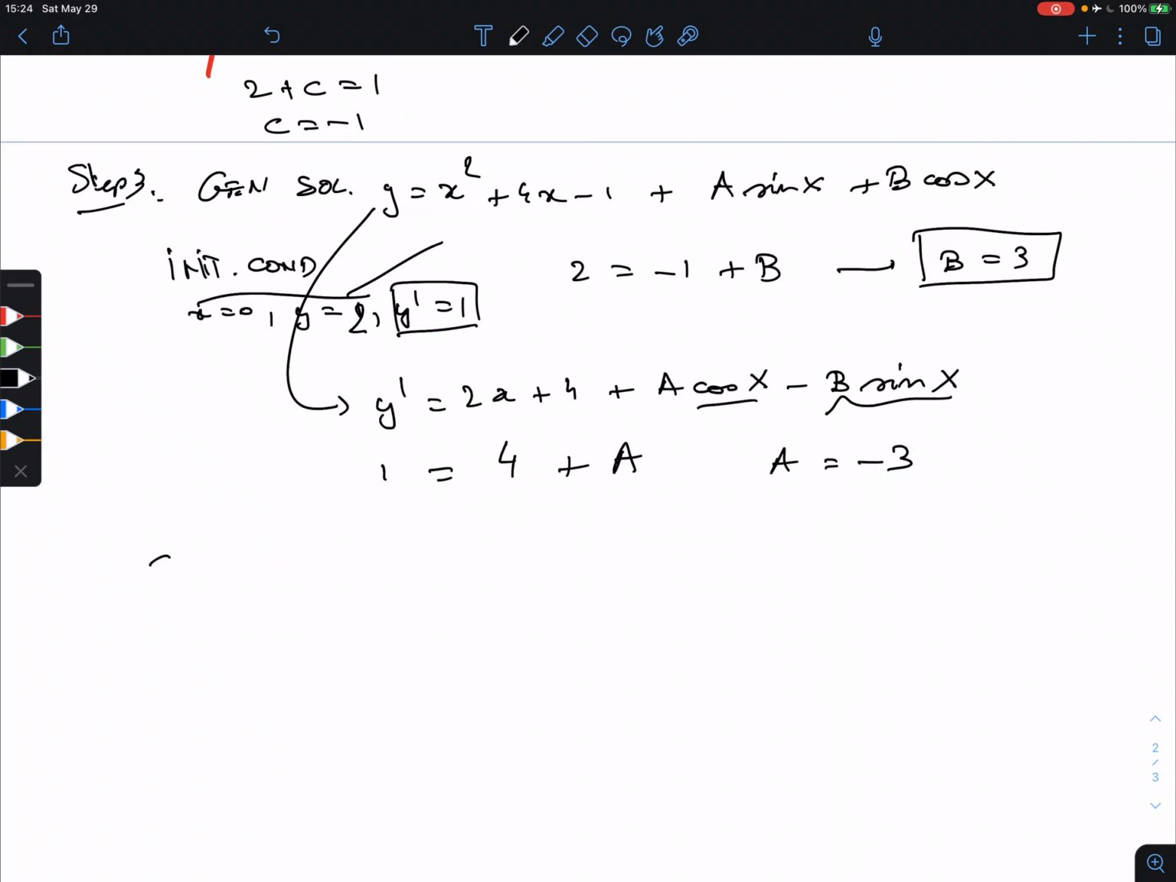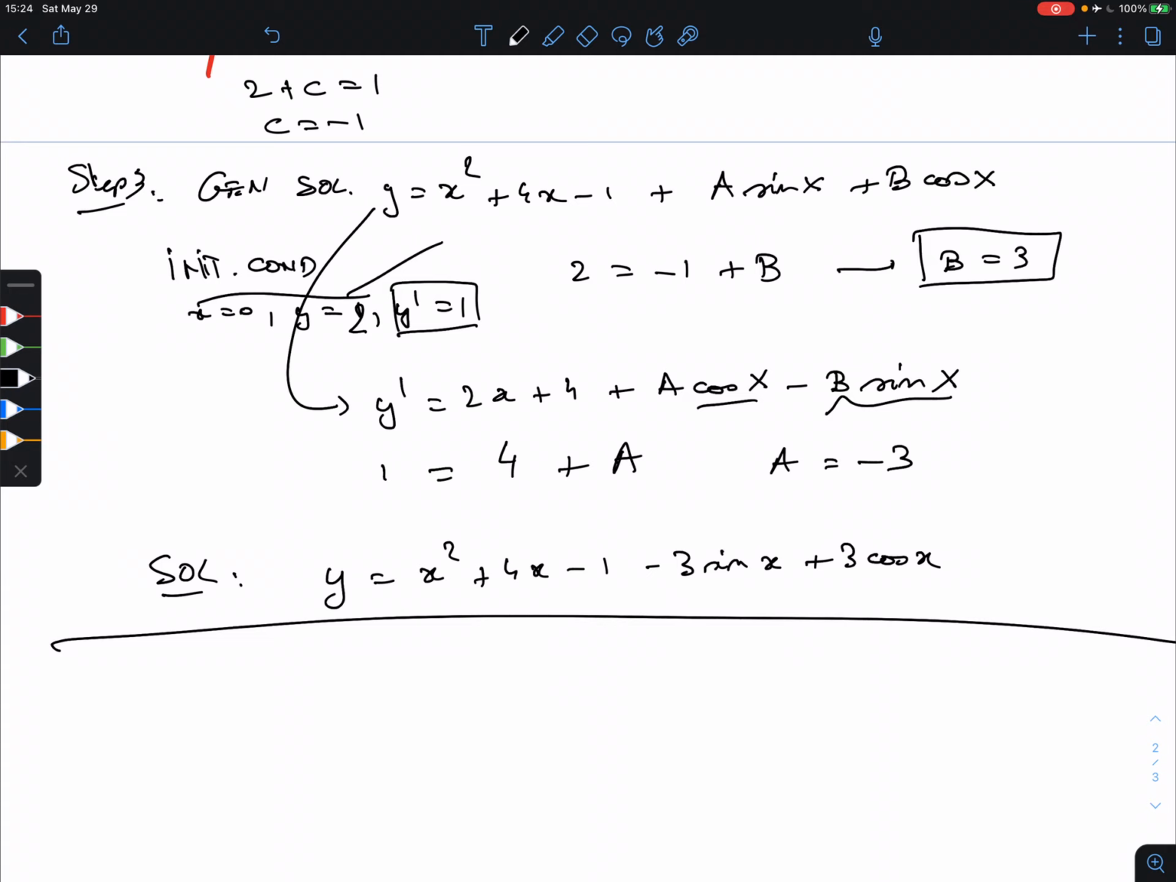And so the solution of the problem was y equals x squared plus 4x minus 1 minus 3 times sine x plus 3 times cosine x. Okay, so far so good.